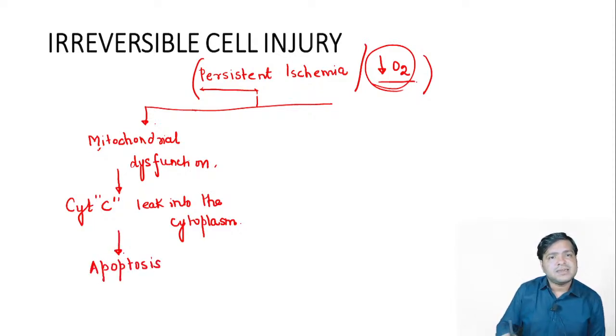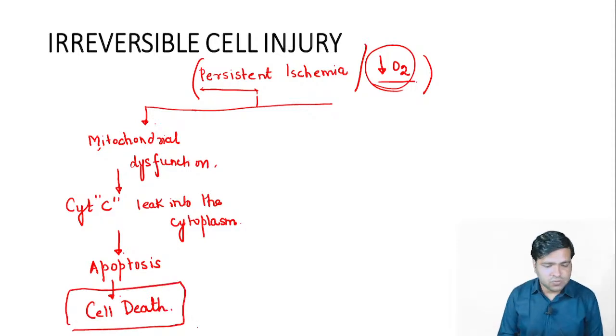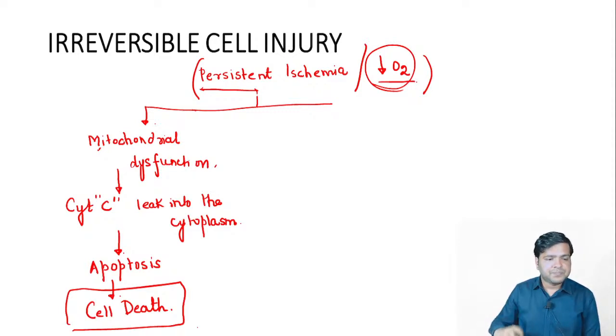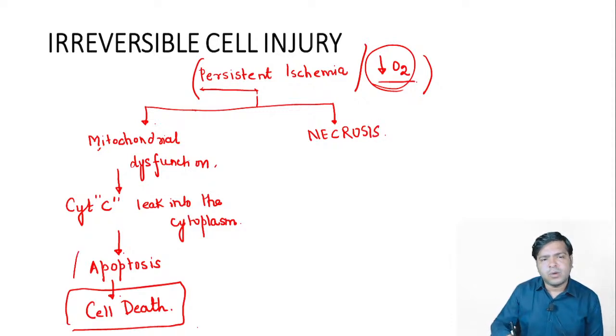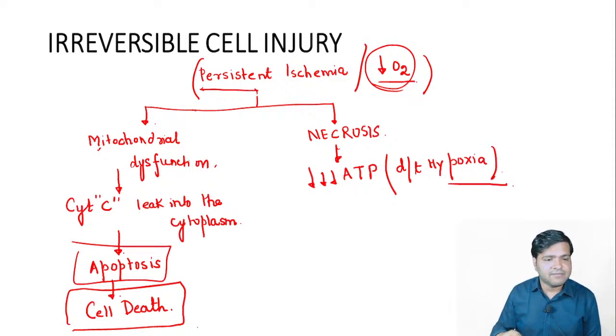Ultimately it will lead to apoptosis. That is our topic in irreversible cell injury, and you already know it refers to programmed cell death. Apart from that, necrosis can manifest in two ways: one is apoptosis, and the other one is necrosis. Necrosis is basically due to a decrease in the levels of ATP, which is due to hypoxia, or decrease in the levels of oxygen.